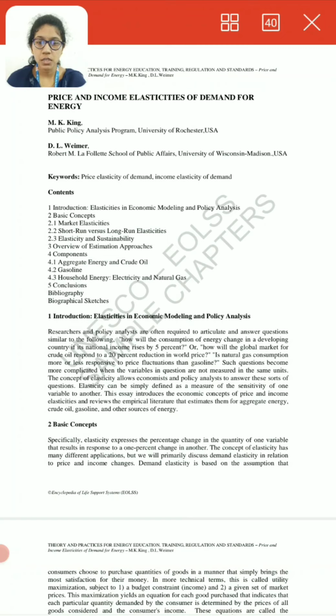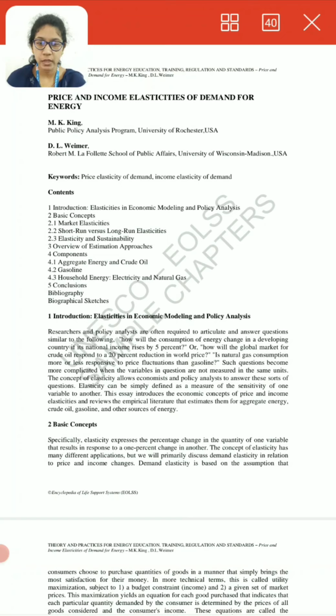Researchers and policy analysts are often required to answer questions similar to the following: How will the consumption of energy change in a developing country if its national income falls by 5%? How will the global market for crude oil respond to a 20% reduction in world price? Is natural gas consumption more or less responsive to price than gas oil?